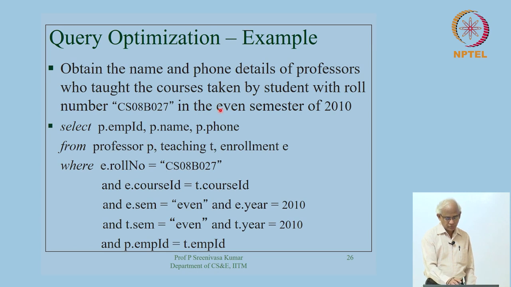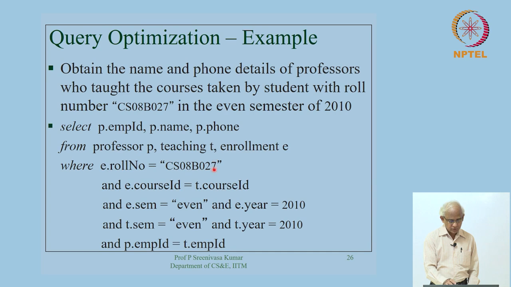So, remember that we have professor details in the professor relation, who is teaching what in the teaching relation, and who is enrolled for what course in the enrollment relation, and so we have various conditions now. The roll number is given. So, E dot roll number is CS08B027, and the E dot course ID should be the one that is being taught by the professor, T dot course ID, and the semester is even, year is 2010 in both the enrollment as well as teaching relations. And then the person who is teaching is who we are interested in. So, we will project employee ID, name and phone of that particular professor.